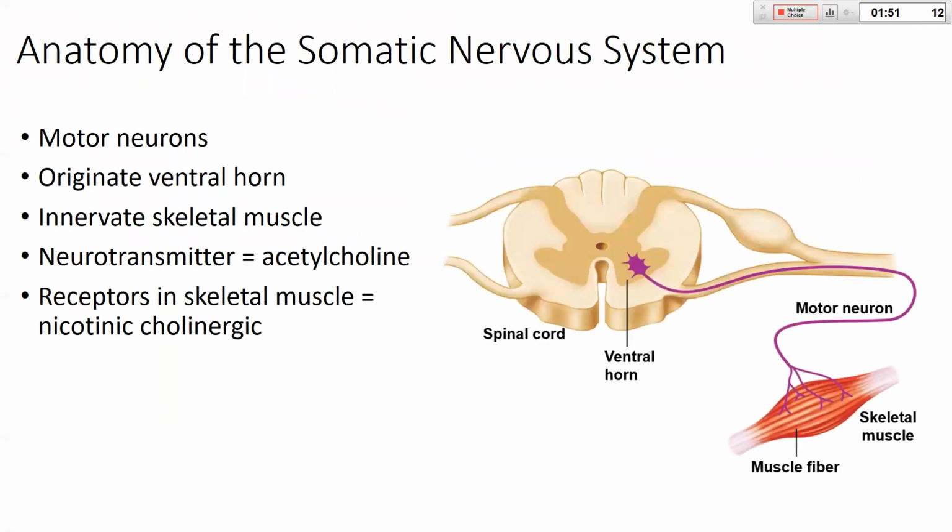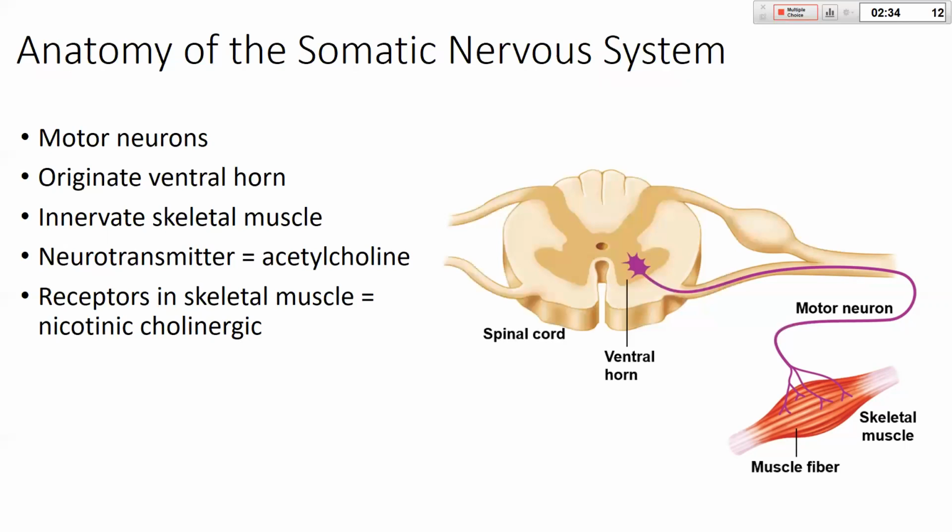So let's start by looking at the anatomy of the somatic nervous system. First of all, we have only motor neurons and only one motor neuron. How many neurons did we have in the autonomic nervous system? And what were they called? So in the autonomic nervous system, we had two neurons, not motor neurons, sorry. Two neurons, the preganglionic neuron and the postganglionic neuron, right? In the somatic nervous system, we have a single neuron and it's a motor neuron.